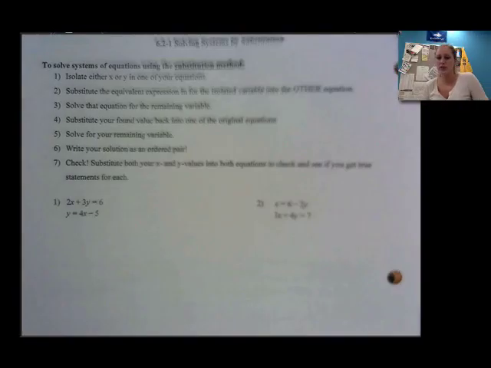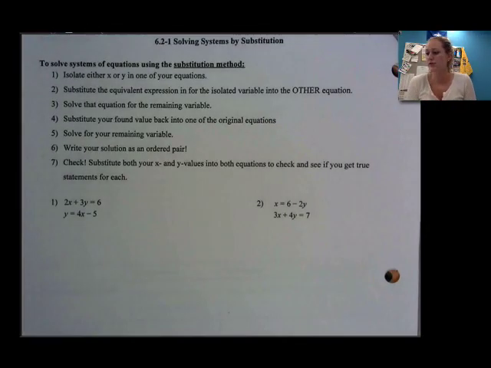Hi guys, we're going to continue with Module 6 here and solving systems, but we're going to learn another method. So we looked at solving systems by graphing, and we graphed the two lines and tried to find their point of intersection. Now we're going to look at a more algebraic method. This is called the substitution method, and here are the steps that we're going to follow.